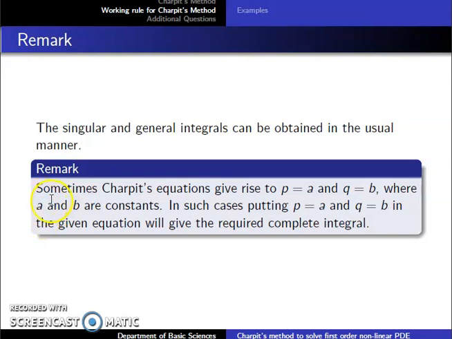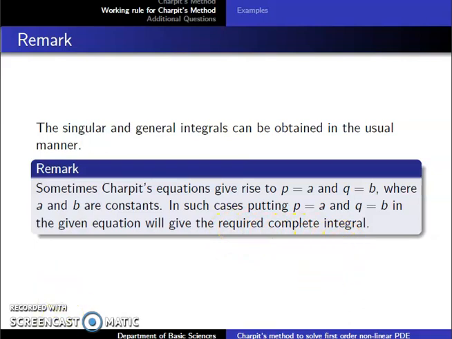So one remark is there: sometimes Charpit's equations give rise to p is equal to a and q is equal to b, where a and b are constants. In such cases, putting p equal to a and q equal to b in the given equation will give the required complete integral. No need to evaluate dz is equal to p dx plus q dy. Only substituting the values p is equal to a and q is equal to b in the given equation will give the required complete integral.